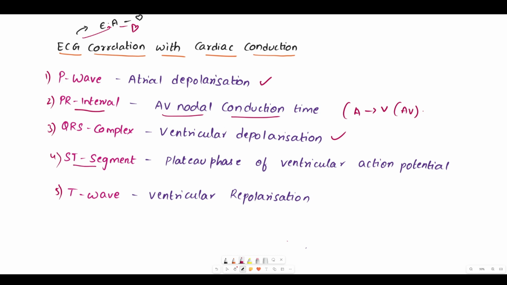And the next one is the ST segment. The ST segment is simply the plateau phase of the ventricular action potential. That means this ST segment represents the period where the ventricles remain fully depolarized. In this ST segment, ventricles will be fully depolarized. And the last one is the T wave. The T wave represents the ventricular repolarization. So this is simply the recovery phase of the ventricles.